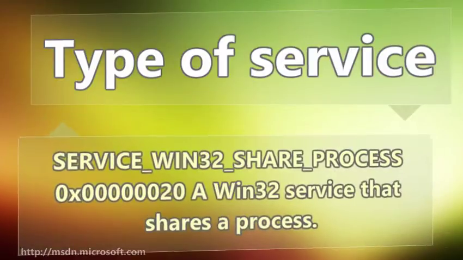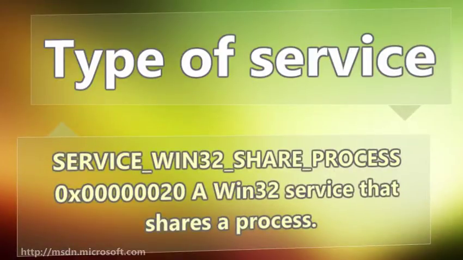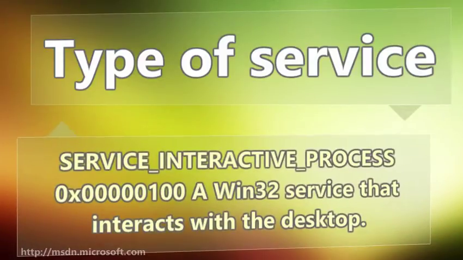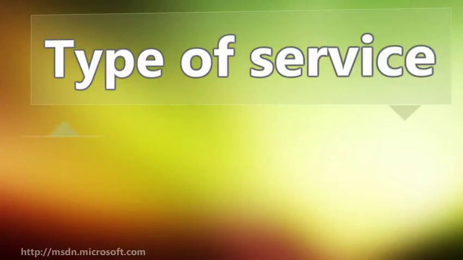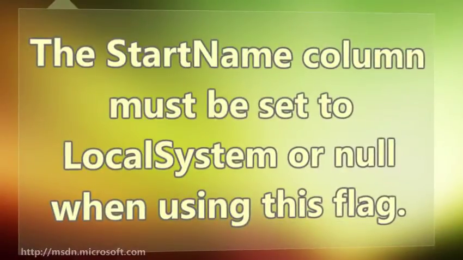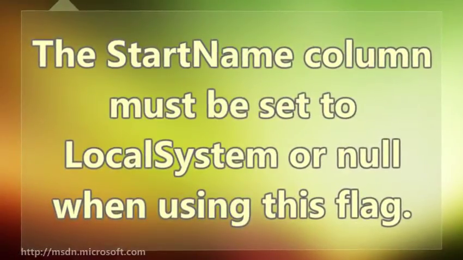SERVICE_WIN32_SHARE_PROCESS, 0x00000020. A Win32 service that shares a process. SERVICE_INTERACTIVE_PROCESS, 0x00000100. A Win32 service that interacts with the desktop. This value cannot be used alone and must be added to one of the two previous types. The StartName column must be set to LocalSystem or null when using this flag.